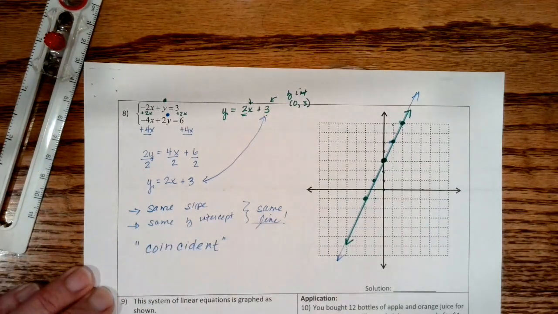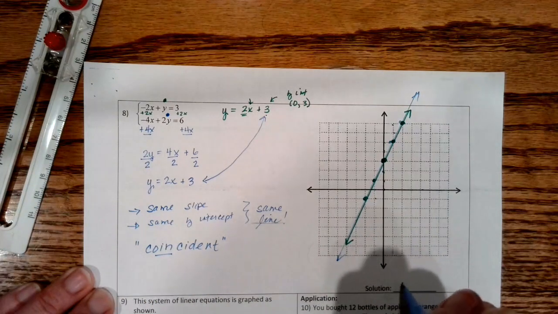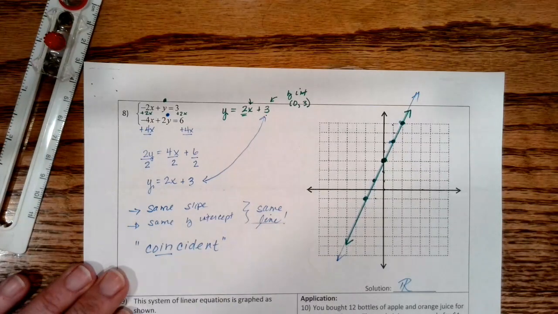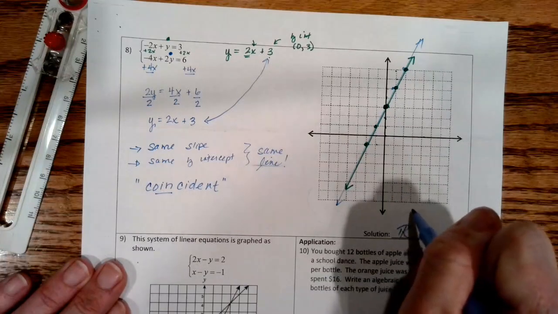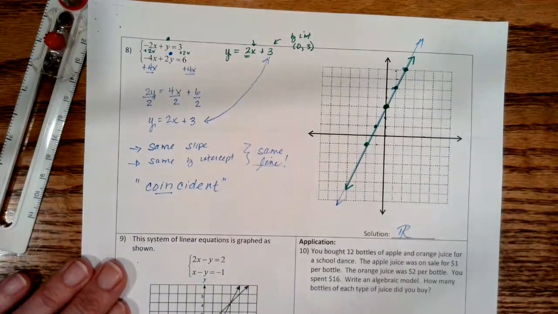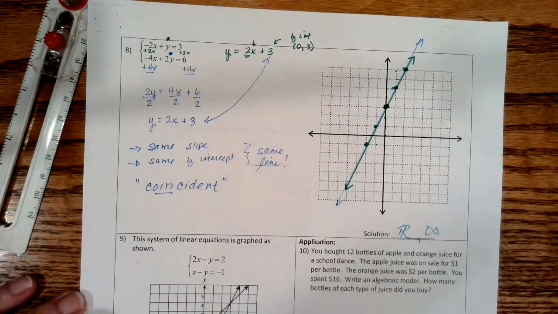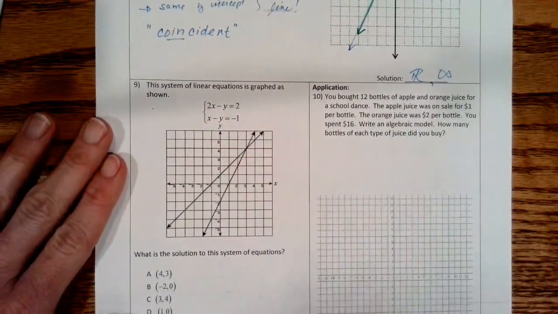Coincident. In fact, we say, hey, what a coincidence, we're the same line. When I'm looking for my solution, all real numbers. That means that every single thing is going to match up. When I put it in set builder notation, I can say the solutions are going to be all real numbers because they are the same lines. There are infinite solutions.